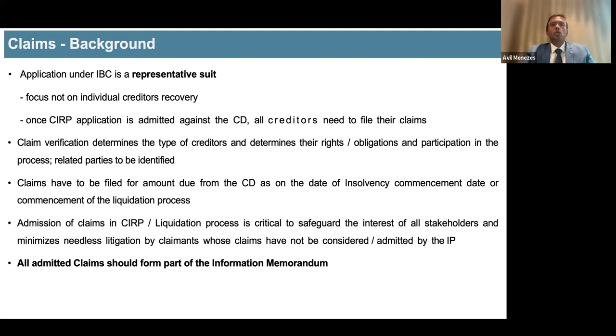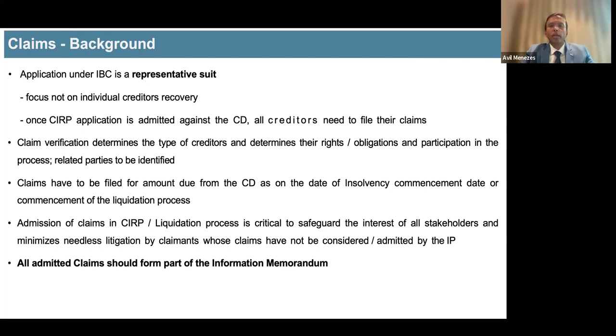And finally, once you admit the claims, all of them should form part of the information memorandum. Now, you would say that the information memorandum has to be given only at a point in time. The answer is yes. That is the first time. That's a statutory obligation that within 95 days of the insolvency commencement date, you will have to give an information memorandum to the committee of creditors. And thereafter, when you issue the RFRP evaluation matrix at the time of the resolution plan process, even at that point of time, the information memorandum has to be given.